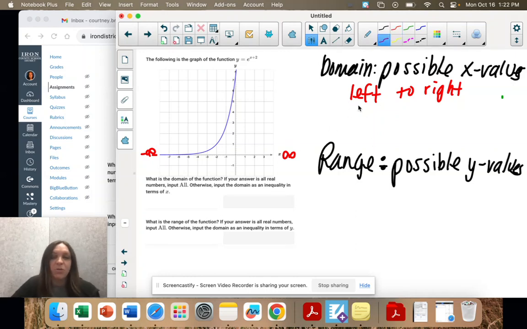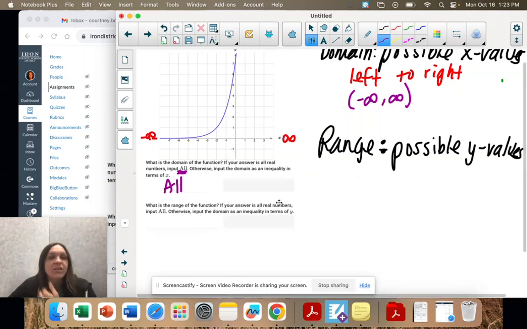So before, in our previous sections, we would write that as negative infinity to infinity, which is correct. But this is saying if your answer is all real numbers, that's what that is. Everything from negative infinity to positive infinity, that is every number. It is all numbers. It actually wants us to put all.